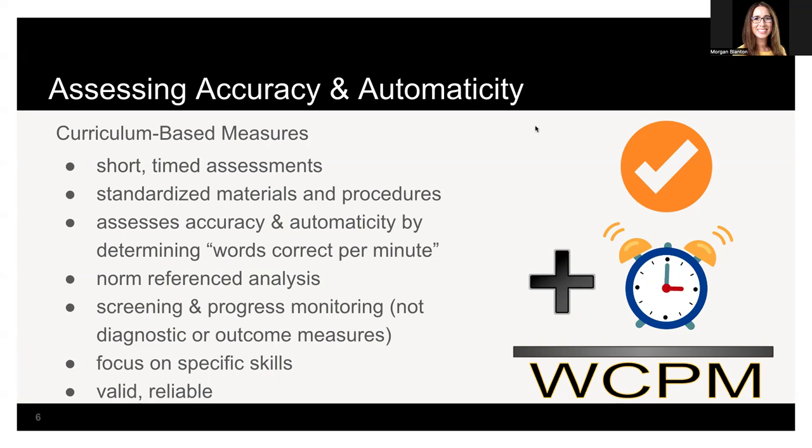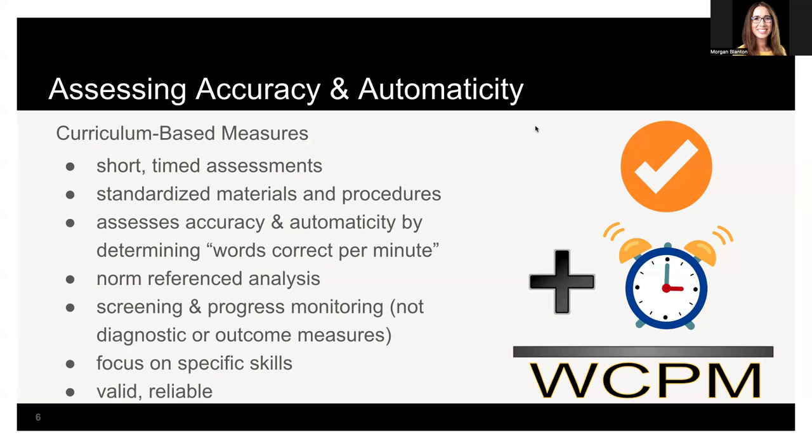You may have heard the term curriculum-based measures, CBMs, they're often called. These are short timed assessments. These are used widely across the state of North Carolina as well as the country. They are standardized materials and procedures. So all students, for example, in second grade would be reading the same stories, and they would be given instructions with a standardized procedural script. These assessments assess accuracy and automaticity by determining how many words correct per minute were read.